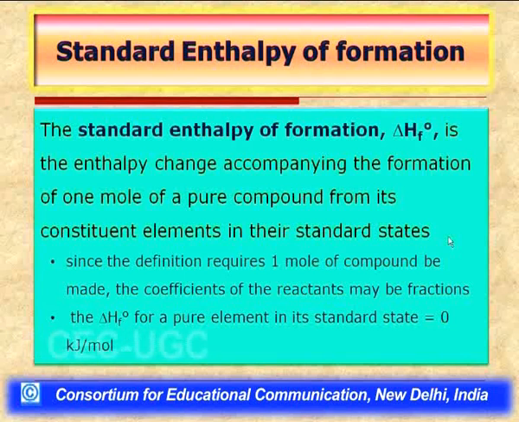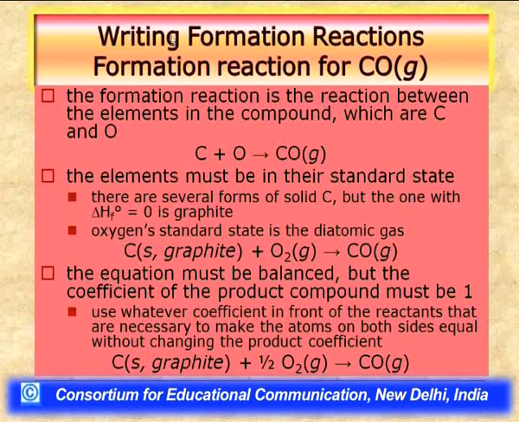What does it mean? Suppose carbon is an element in its most stable state of aggregation in standard state, and that carbon is in the form of graphite. Graphite is the most stable state of aggregation of carbon in solid phase under standard condition at 298 Kelvin. Standard condition means 1 bar pressure. So, if we want to determine the enthalpy of formation of carbon monoxide gas, then let us have a look.